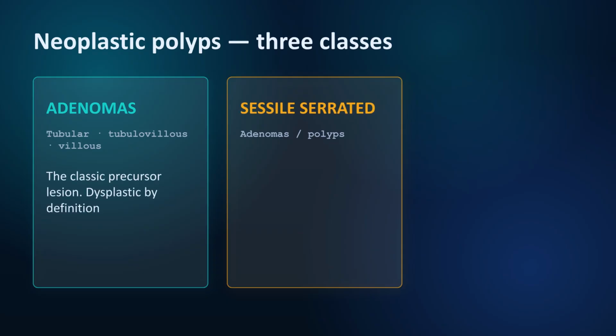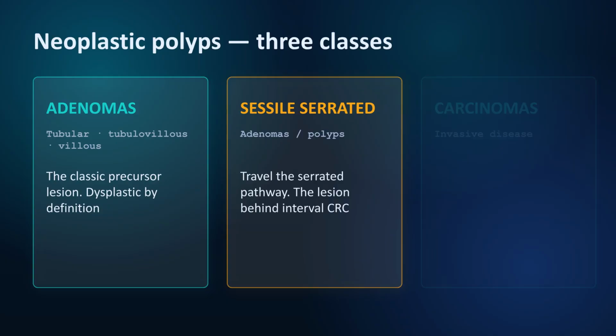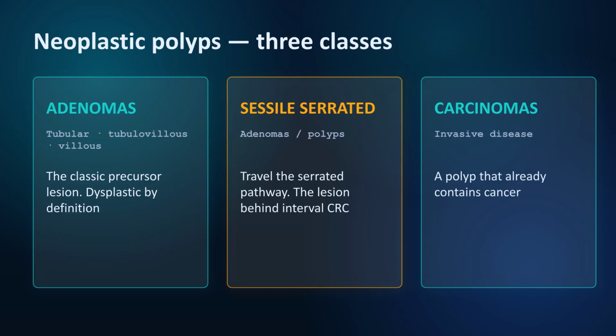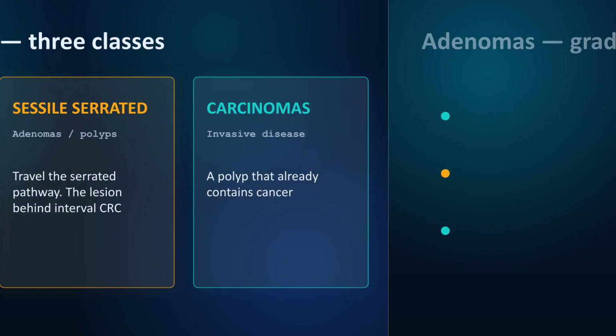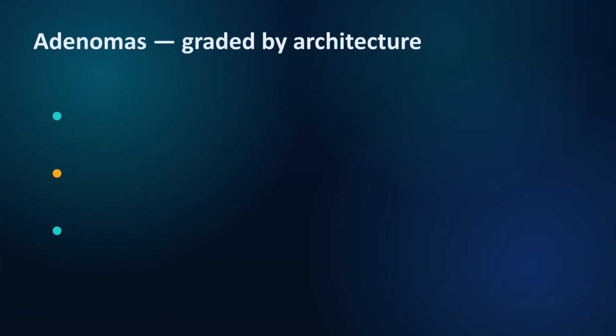Second, sessile serrated adenomas, also called sessile serrated polyps. These travel the serrated pathway we just drew, and they are the lesions most strongly associated with interval colorectal cancer. Third, carcinomas, meaning a polyp that already contains invasive cancer, and that one changes the conversation from surveillance to staging and treatment. Adenomas are graded by their architecture.